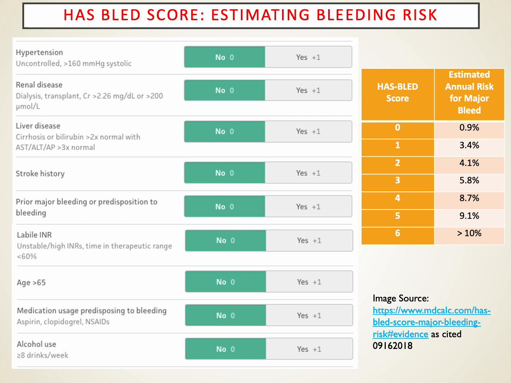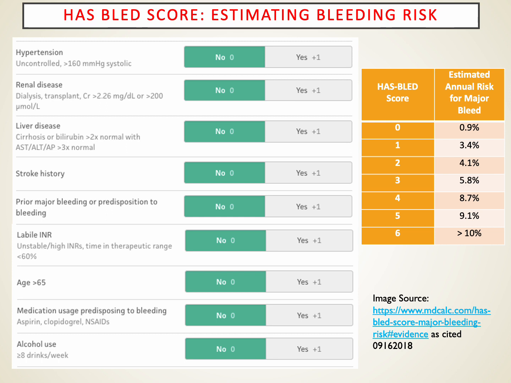Here are those elements. If you have hypertension, renal disease, liver disease, a history of stroke, prior major bleeding, an INR that's up and down a lot, and that's mostly for patients on warfarin or Coumadin, older patients over 65, medication usage that predisposes to bleeding like concurrent antiplatelets or NSAIDs, and heavier alcohol intake. Now, when you look at the HAS-BLED score, it tells you about the consideration for what the percent risk might be for a major bleed in the coming year. You weigh that against the risk for a stroke.